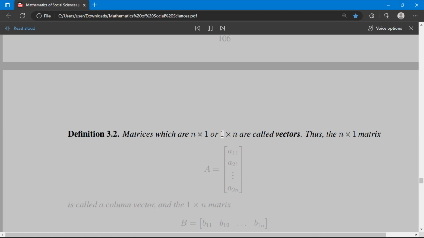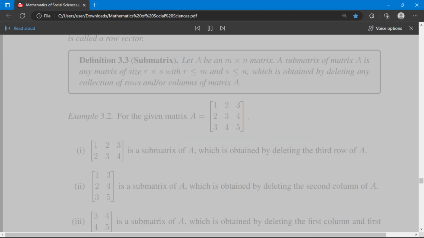Definition 3.2. Matrices which are n times 1 or 1 times n are called vectors. Thus, the n times 1 matrix A equals a11, a21, through an1 is called a column vector, and the 1 times n matrix B equals b11 b12 through b1n is called a row vector.